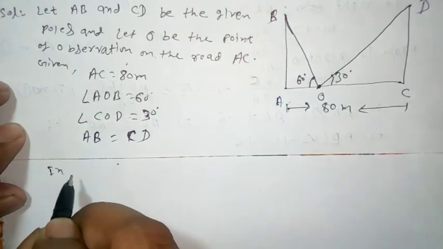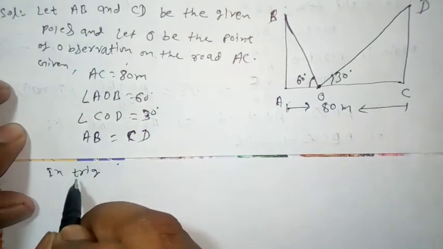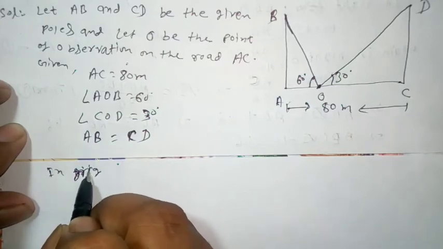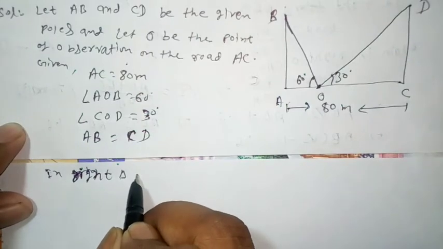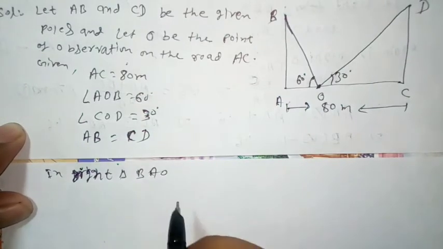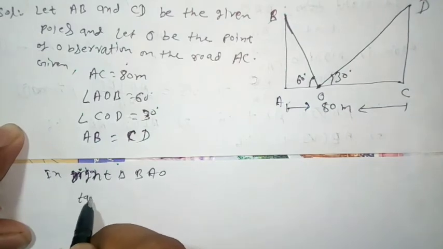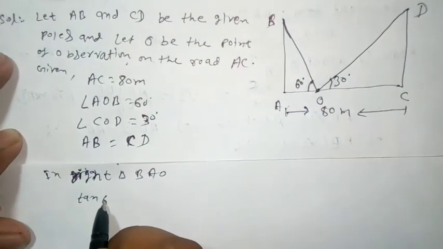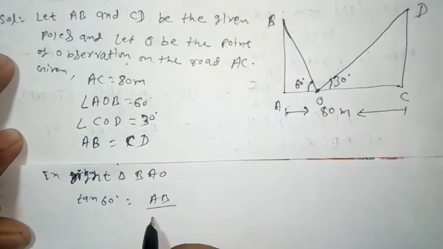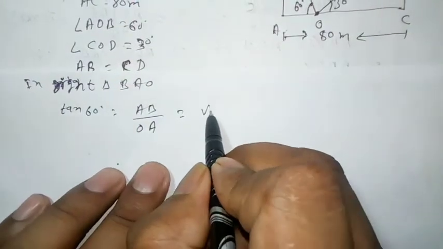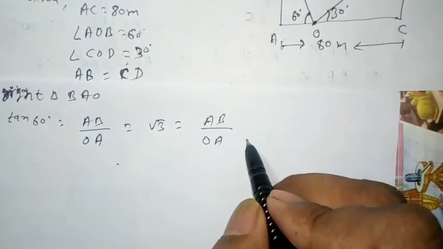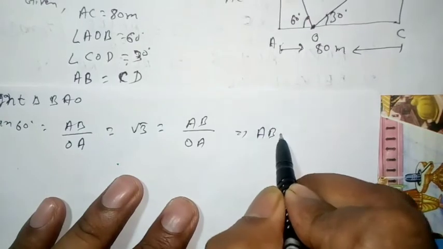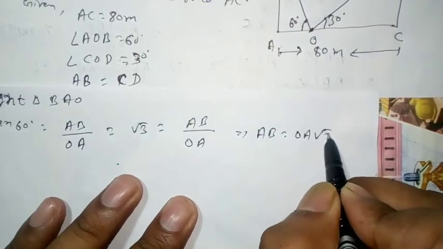In right triangle BAO, tan 60 degree is equal to AB by OA, implies root 3 is equal to AB by OA, implies AB is equal to OA root 3. Equation 1.